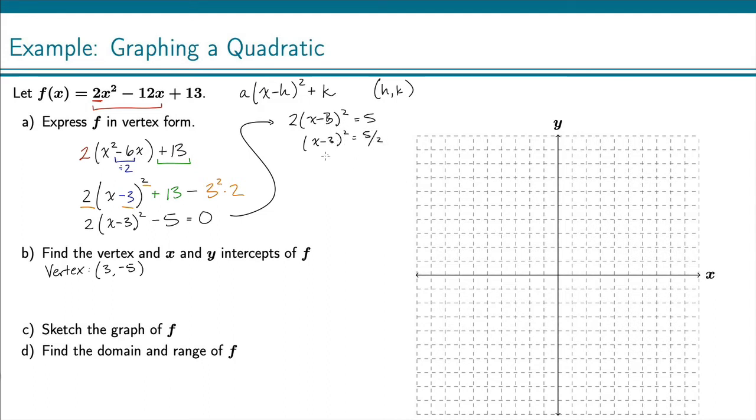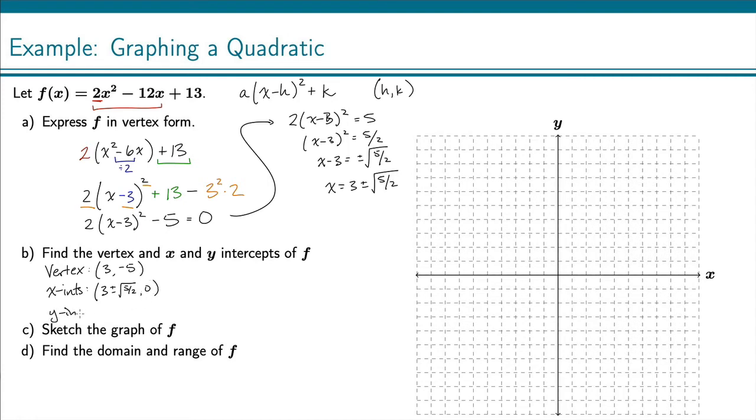And then if we take the square root, we get a plus or minus. We get plus or minus the square root of 5 halves. And then we can add the 3 over. We get x equals 3 plus or minus the square root of 5 halves. So those are the x-intercepts. X-intercepts are going to be at 3 plus or minus root 5 halves.